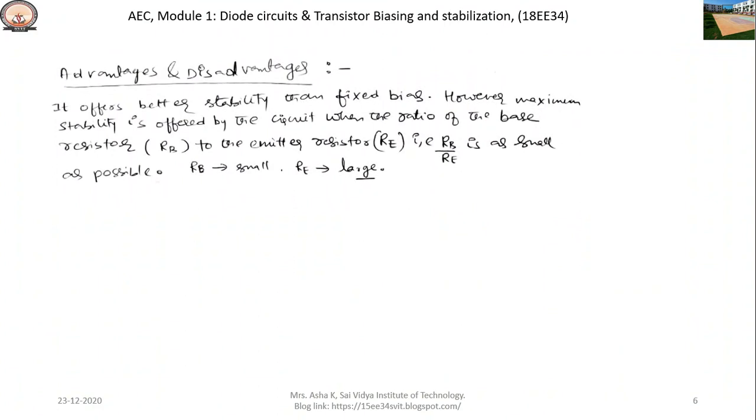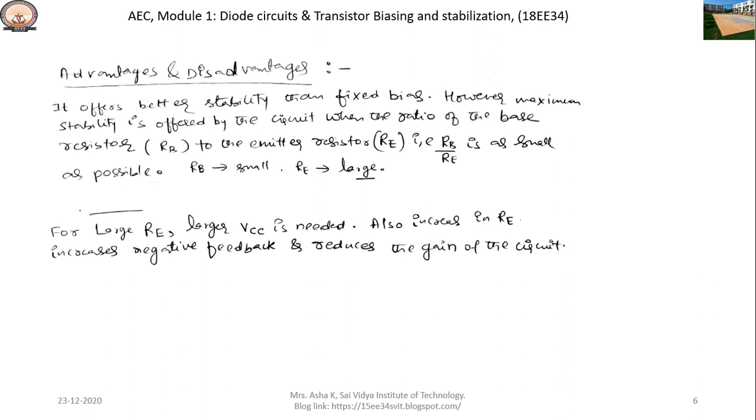The advantages and disadvantages are: the circuit offers better stability compared to the fixed bias circuit. However, the maximum stability is offered by the circuit when the ratio of the base resistor to the emitter resistor is very small. And for larger values of RE, we need a larger supply voltage VCC. Also, an increase in RE increases the negative feedback and reduces the gain of the circuit.